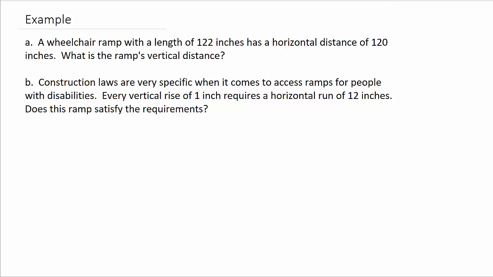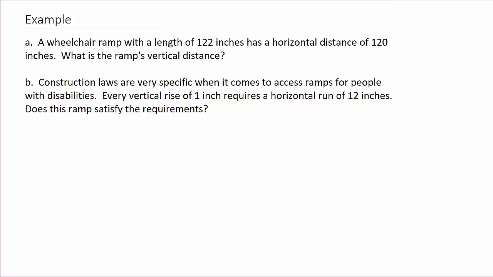All right, so here we have a little word problem where we have to use Pythagorean theorem. And there's two parts, so let's go ahead and look at it. For part A, it says a wheelchair ramp with a length of 122 inches has a horizontal distance of 120 inches. What is the ramp's vertical distance?